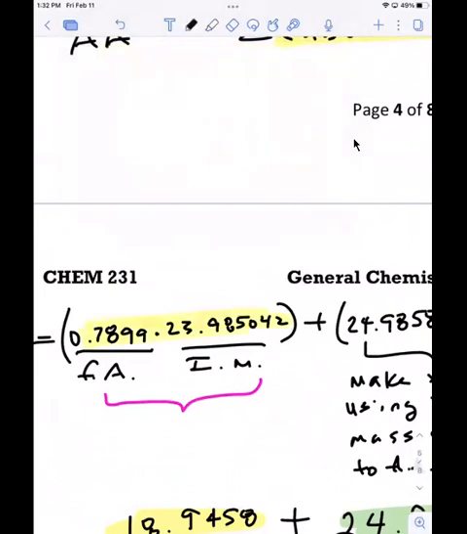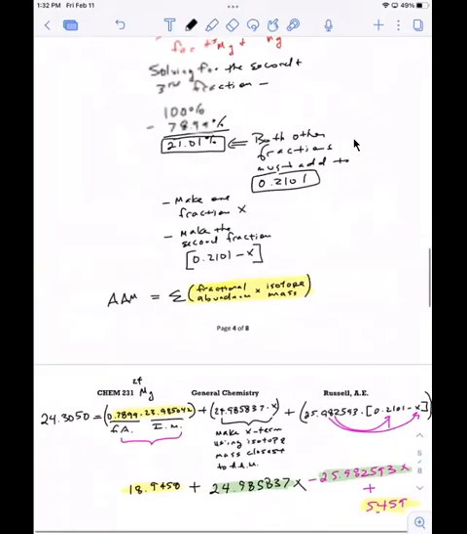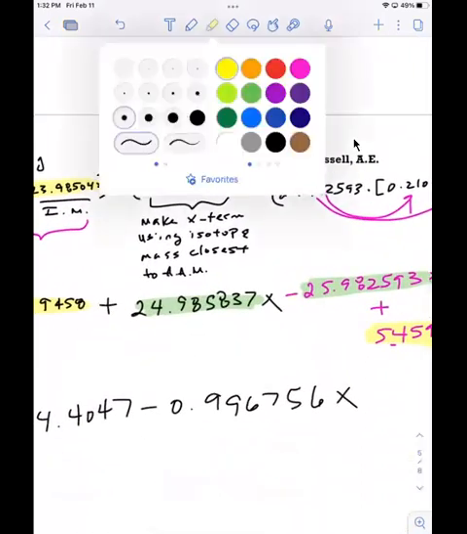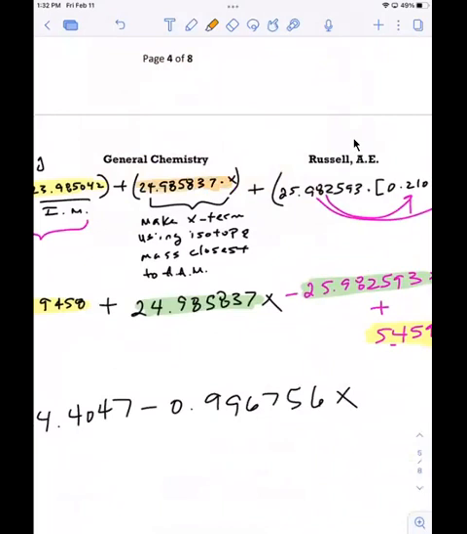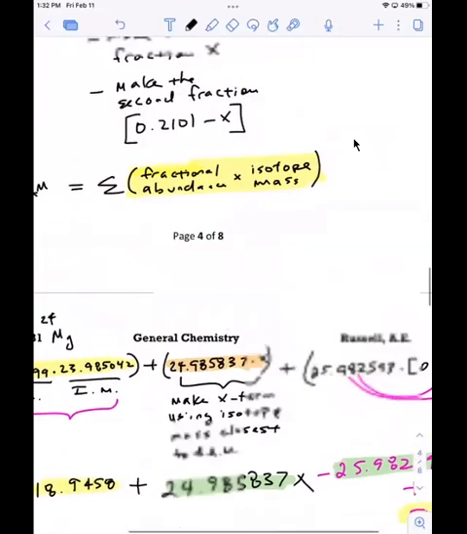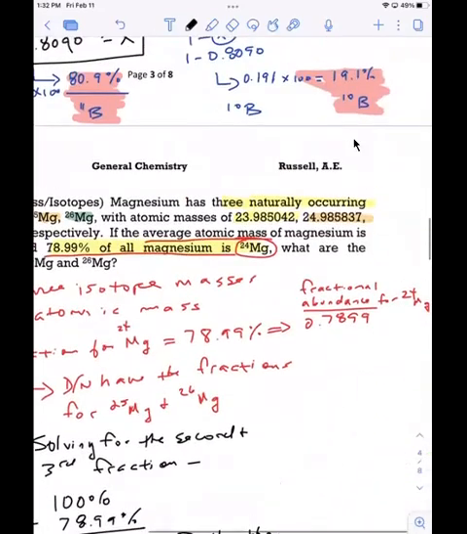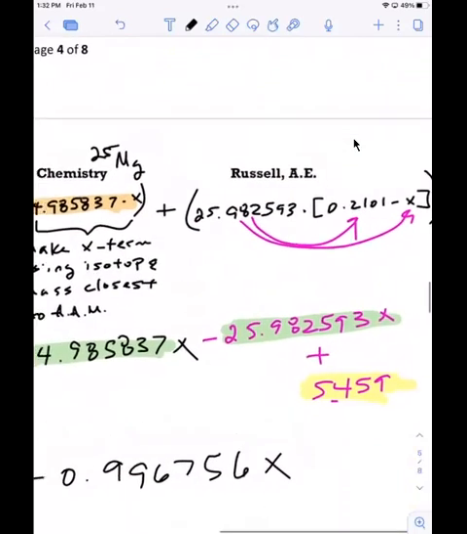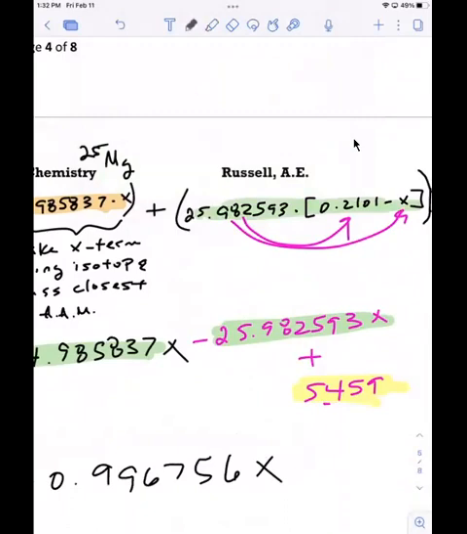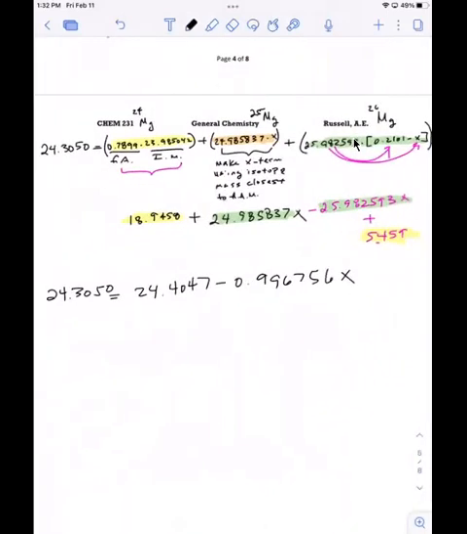So that's magnesium 24. And then 25 was orange. Just trying to make sure we can keep track of all this stuff. So this is orange. This is magnesium 25. And what do I have for 26? Green. So this is magnesium 26. All right, so now we want to get the X term by itself.